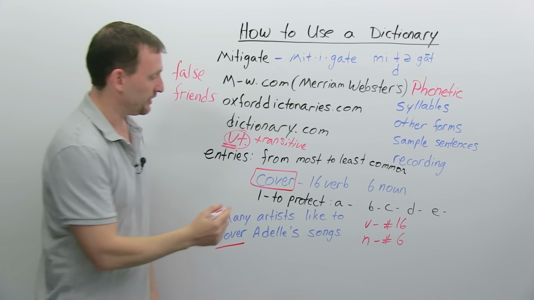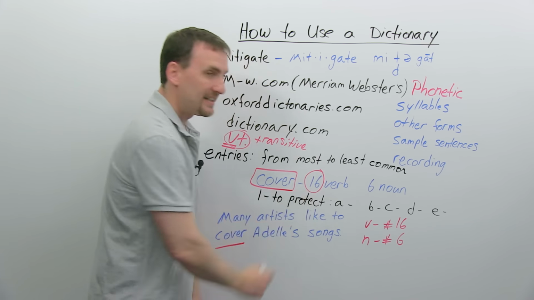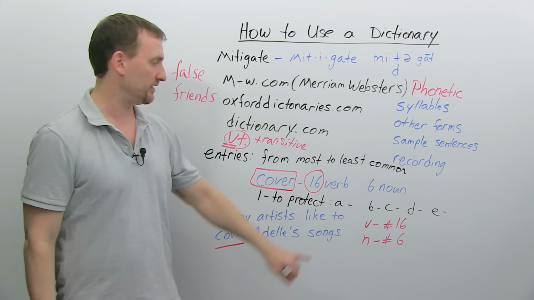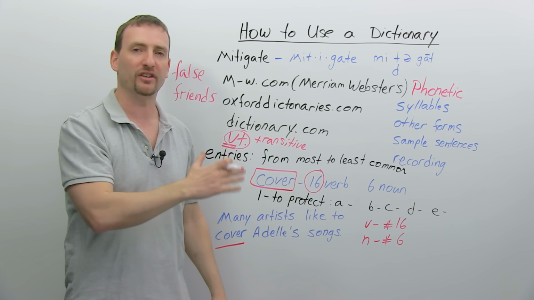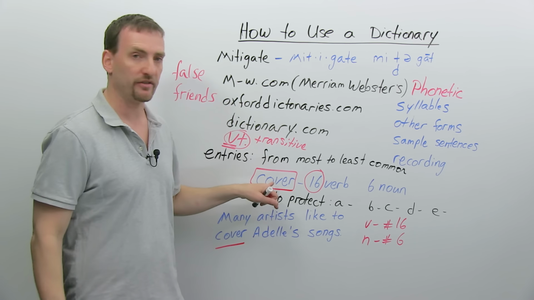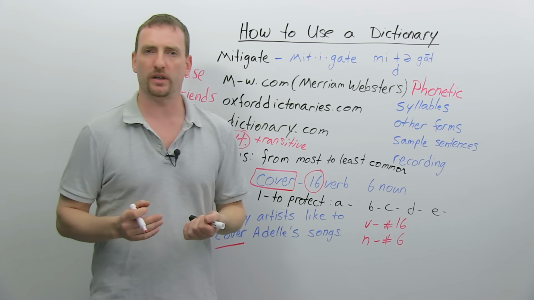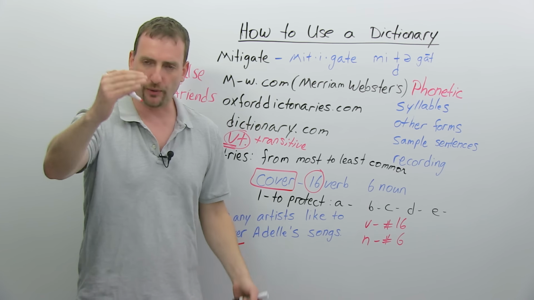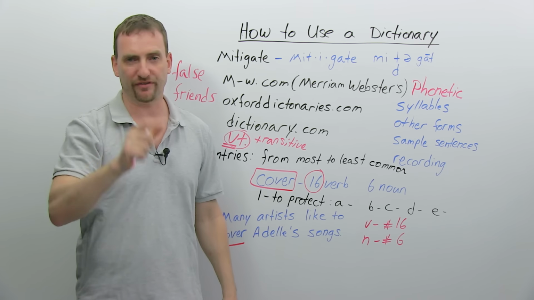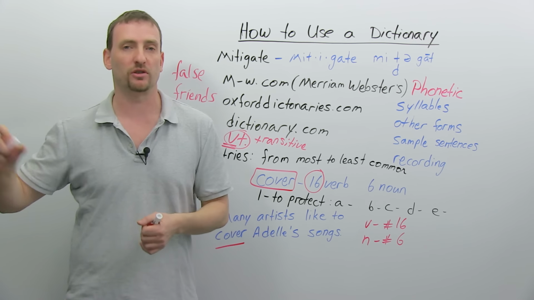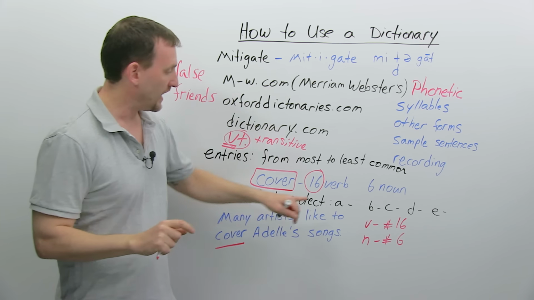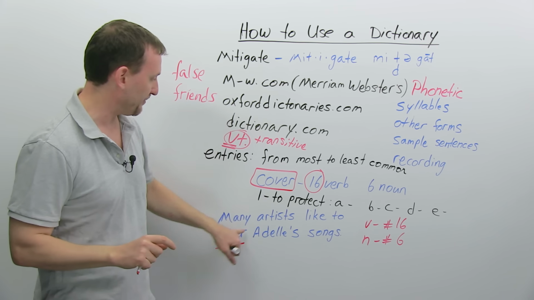You go to the dictionary and you see that there are actually 16 entries for the verb cover. That means 16 different meanings or uses for this verb. So how do you know which one is yours? You don't. You go through each one until you find the meaning that applies to the context you saw the word in. Okay?